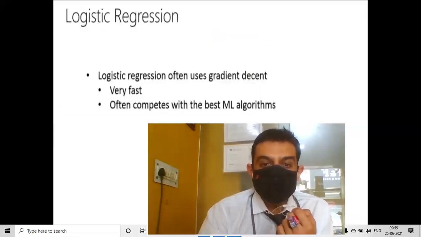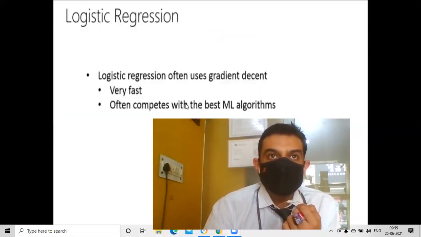So now in logistic regression, basically we use gradient descent. So it is very fast. It often competes with the best algorithm.